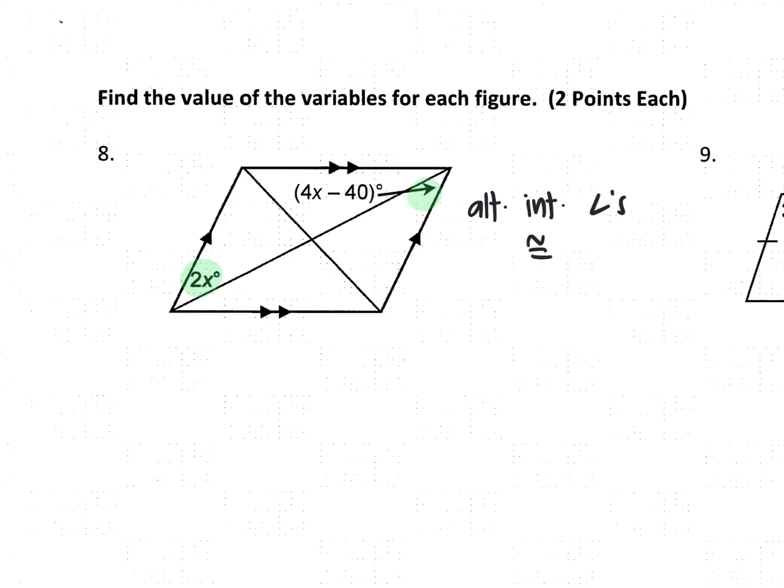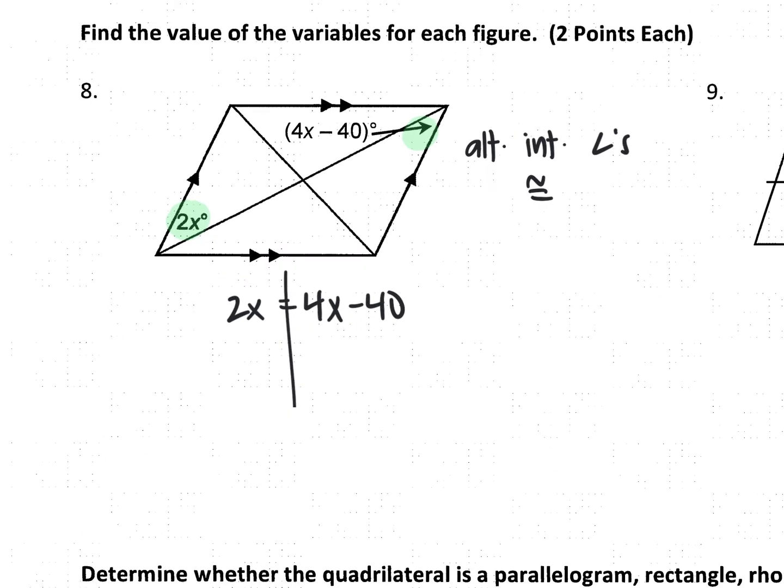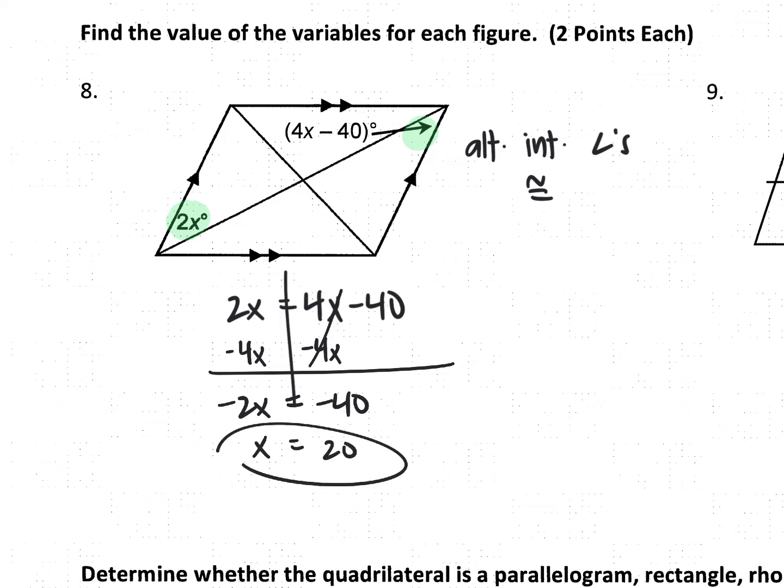So what we're going to do is set these two things equal to each other, 2x equal to 4x minus 40, and we can go ahead and solve this equation. Quick little two-step equation here. I get negative 2x equals negative 40, and dividing by negative 2, I get x equal to 20. Okay?